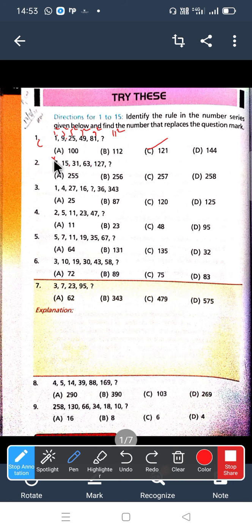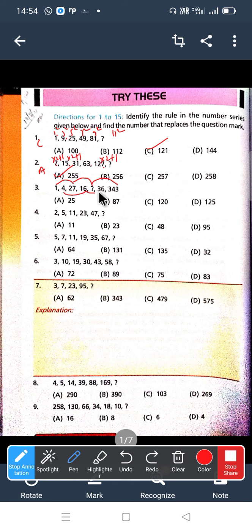Now coming to the second one, 7, 15, 31, 63, 127. If you observe here, it is into 2 plus 1, into 2 plus 1, into 2 plus 1. If you follow that logic, if you multiply 127 with 2 and add 1, you will get 254 plus 1, 255. So option A.